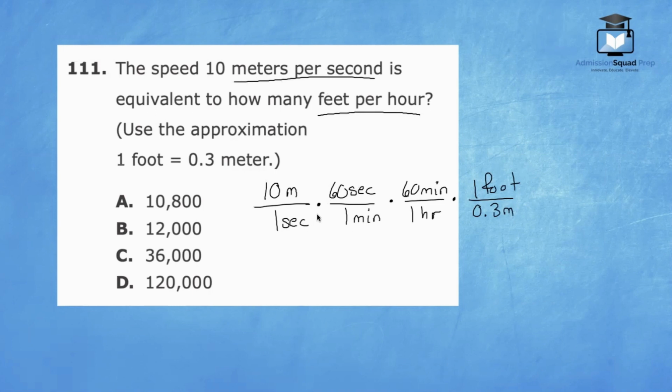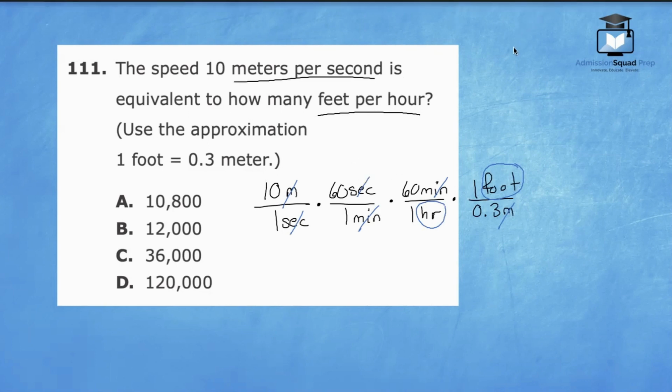Remember, you can cancel out anything in the denominator with anything that matches it in the numerator. So seconds will cancel out, minutes will cancel out, and meters will cancel out. And now we're left with feet in the numerator and hours in the denominator. And that is what the problem was asking for, expressing the final answer in feet per hour. Now, all we need to do is multiply the remaining numbers.